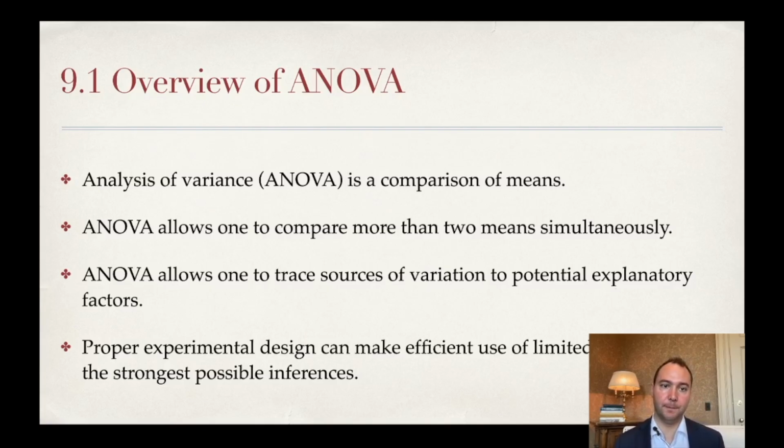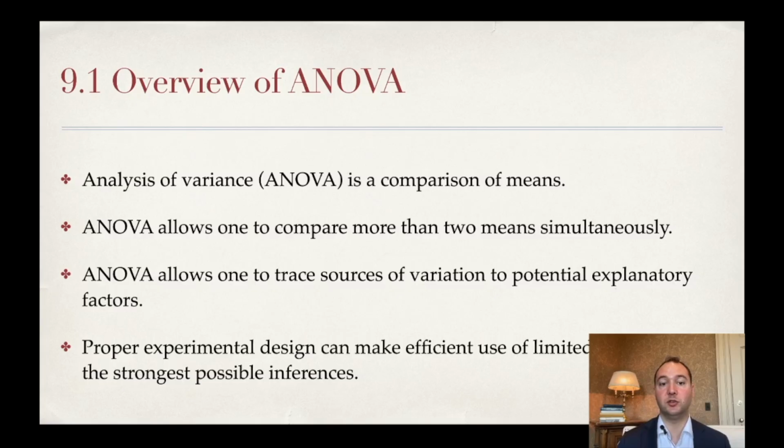So what is ANOVA? ANOVA is analysis of variance, and it's a comparison of means. Some students get a little bit confused because the name ANOVA is talking about variance, whereas we're comparing the means between groups. So don't get confused. ANOVA refers to a method for comparing multiple means of groups or categories. ANOVA allows us to compare more than two means simultaneously, so three or more.